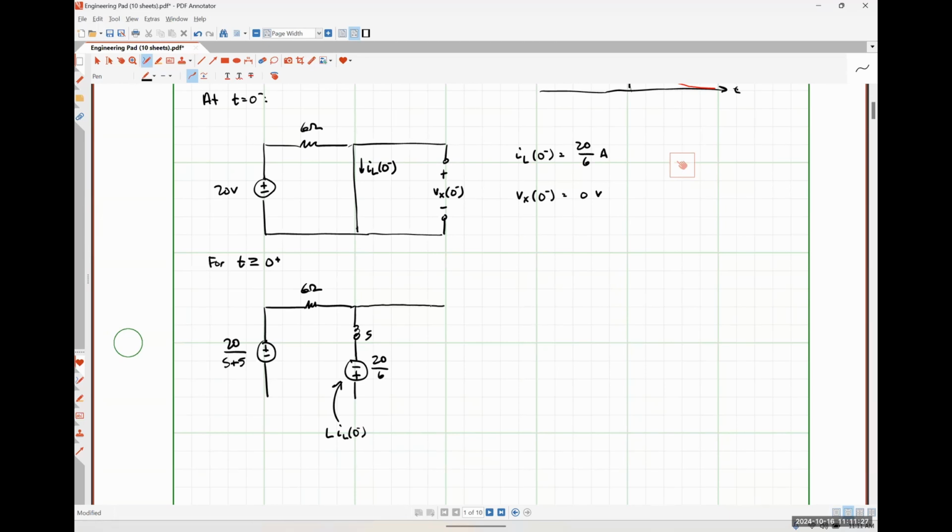Since the initial condition on our capacitor voltage is 0, we are not going to have to add a voltage source in series with that guy because it would just be a 0 volt source, which is a short circuit. Okay. So for this, we're going to have simply 1 over 0.5 S, which would be the same thing as an impedance of 2 over S. And then here is the Vx of S that we're looking for.